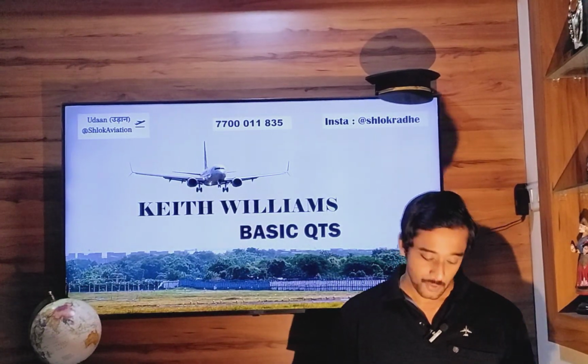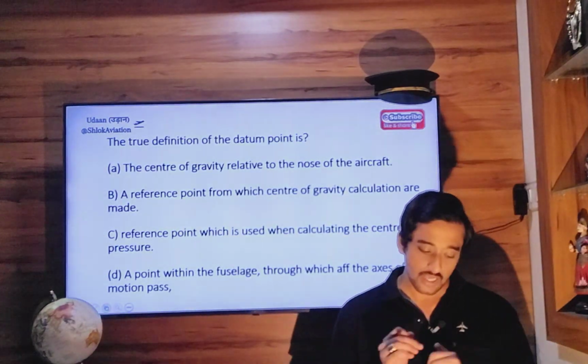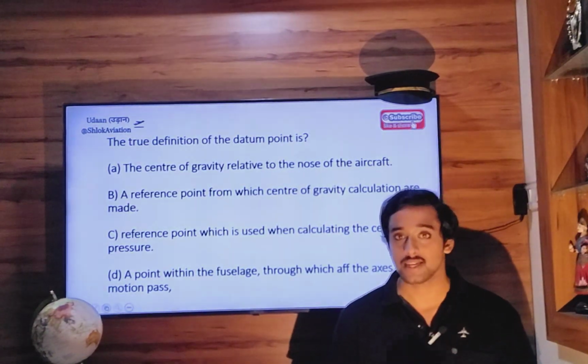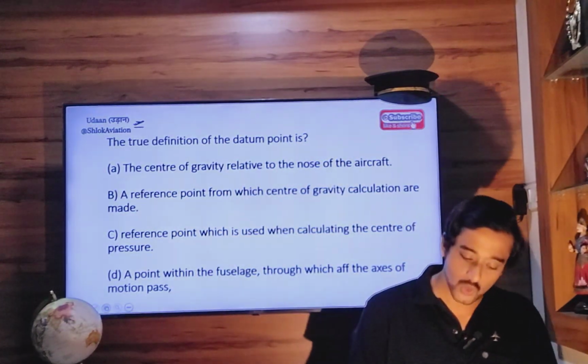So let's start with question number 11 and let's look at each and every question. Let's look at the explanations. The true definition of the datum point is what?